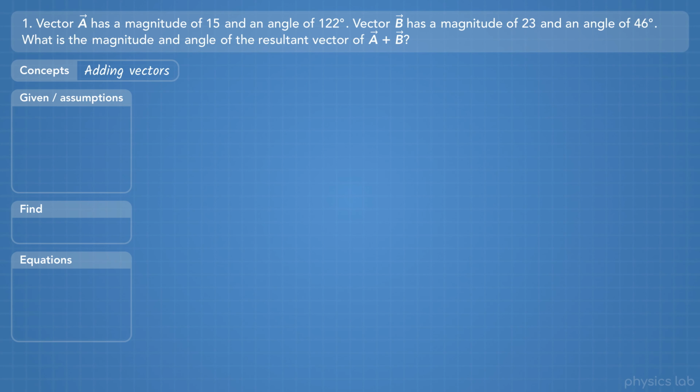Vector A has a magnitude of 15 and an angle of 122 degrees. Vector B has a magnitude of 23 and an angle of 46 degrees. What is the magnitude and angle of the resultant vector of A plus B? Let's read through this again and find the important information.